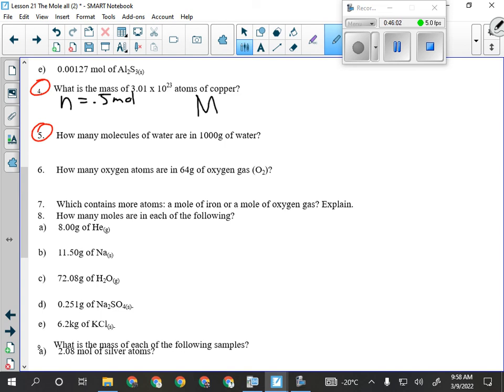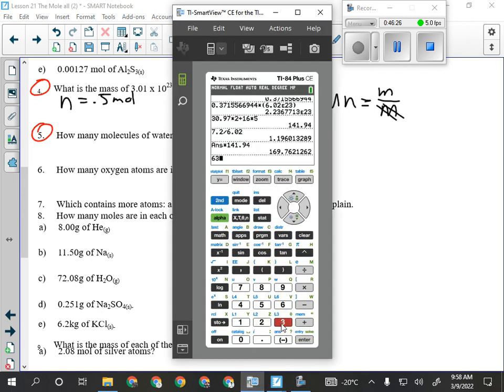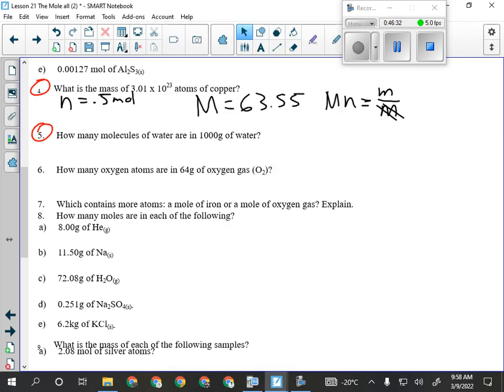So big M is going to be the molar mass, or the atomic mass, of copper, which is 63.55. And I'm looking for the mass. So I've got to manipulate for little m, which is always the same manipulation. I just multiply both sides by big M, which simply means 63.55 times 0.5. So 31.78 grams.